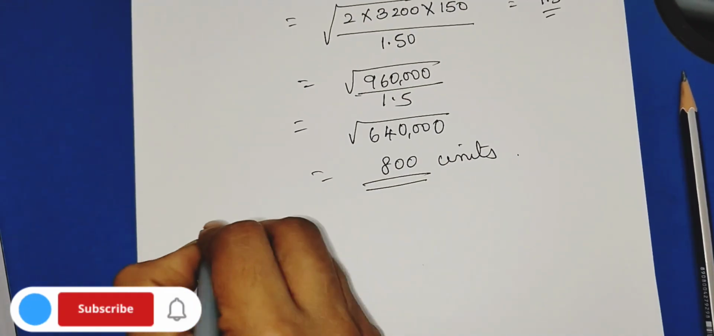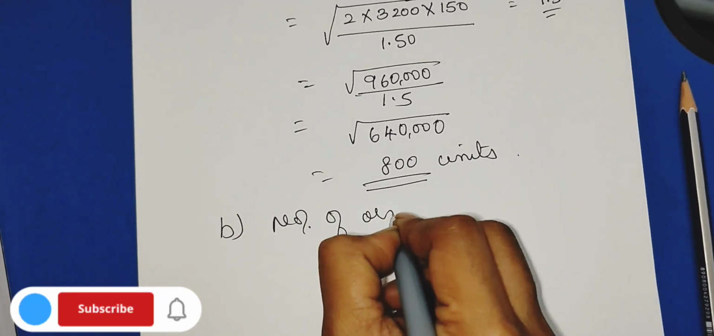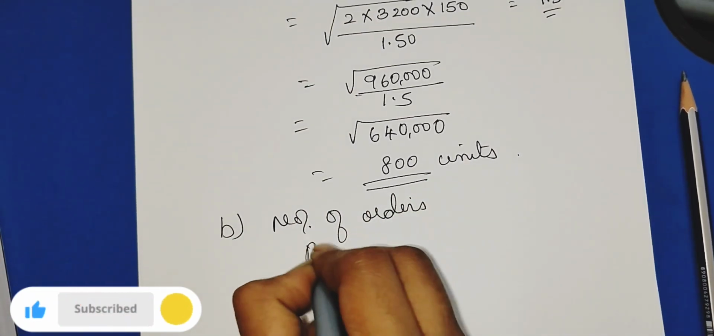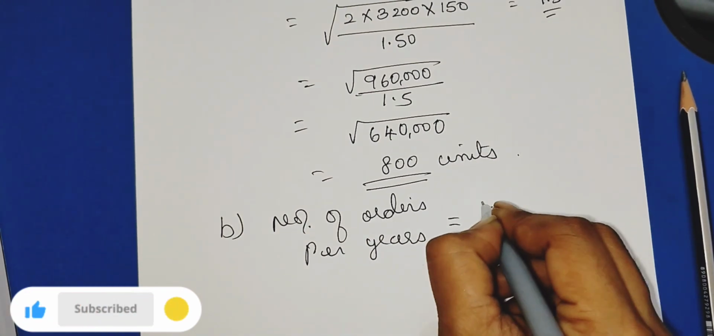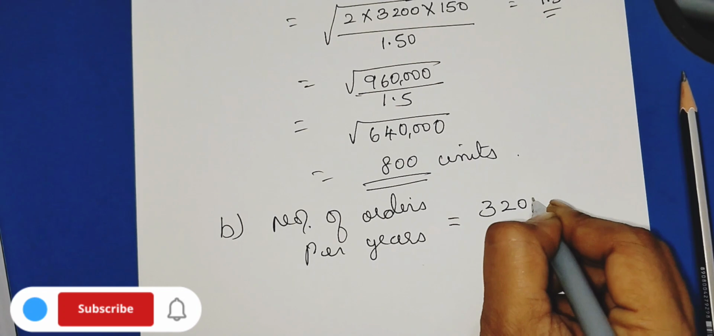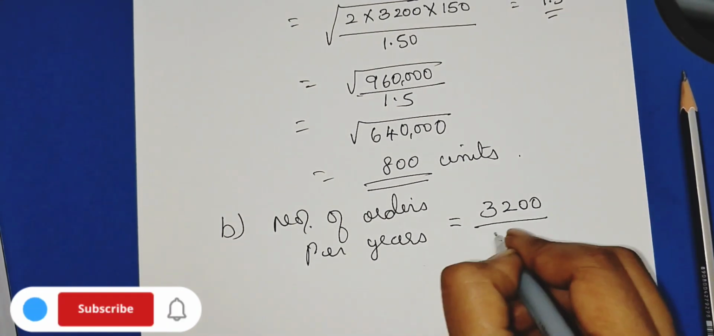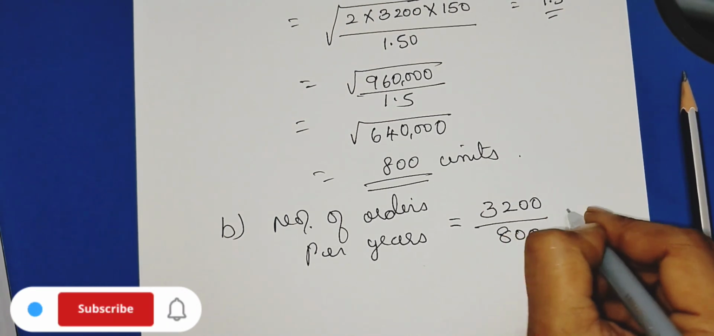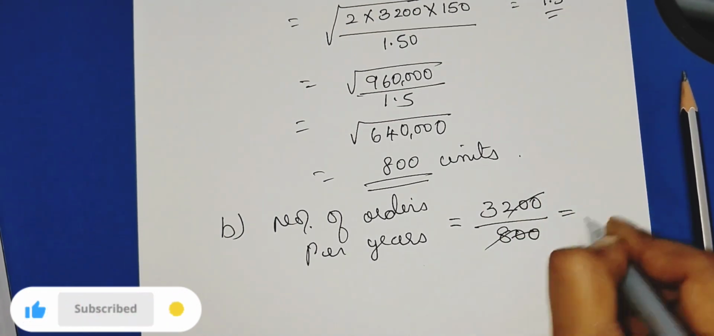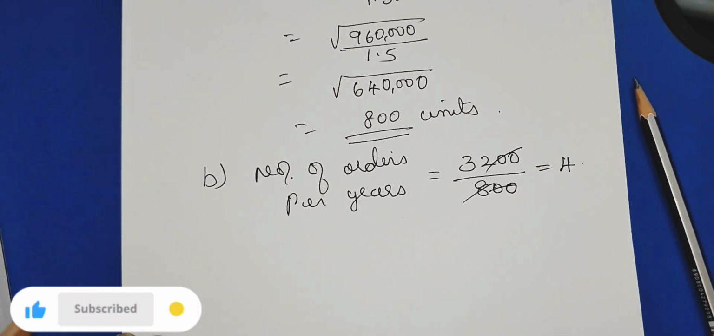Now, how many orders do we need to place? Number of orders per year. Now, in a year we need 3,200 units. Per order we can place 800 units. So 8 fours, so 4 orders in a year we can place.